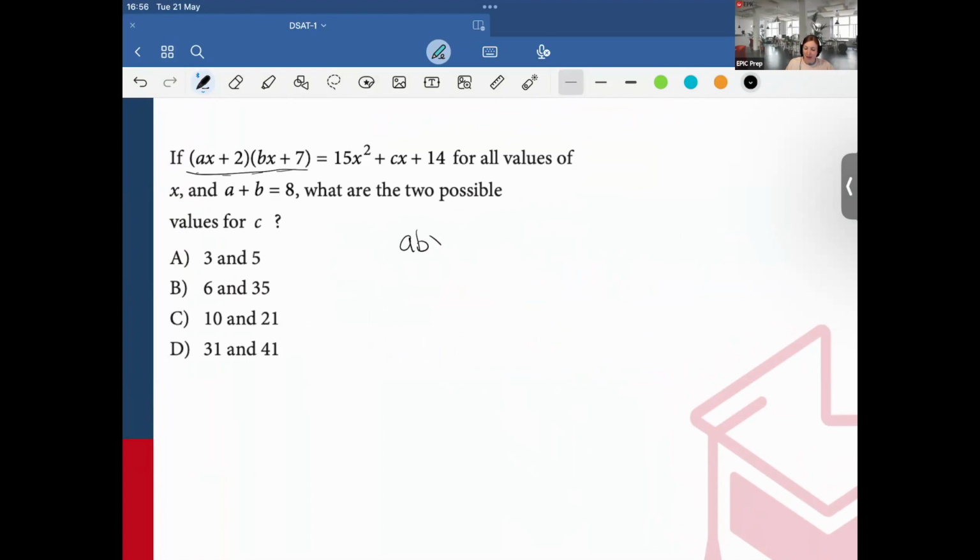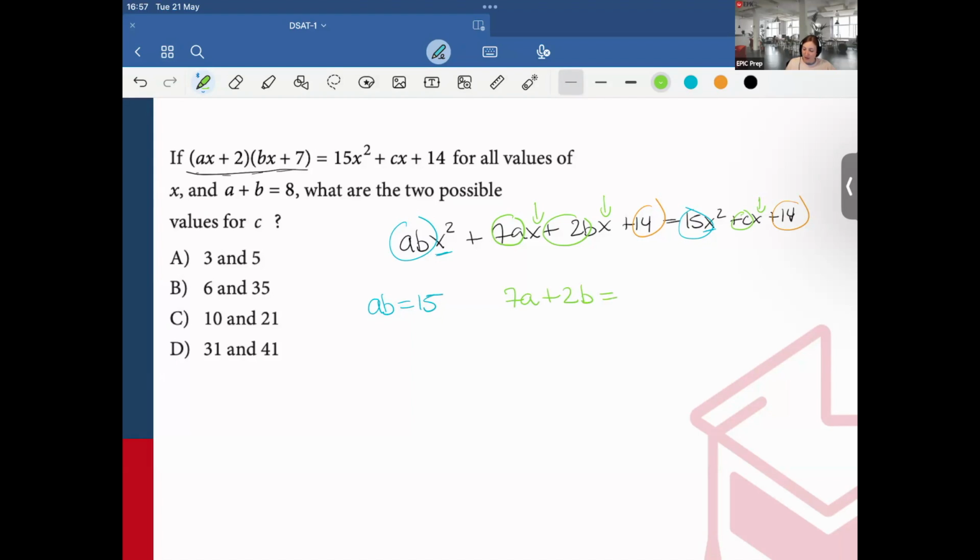So here I have abx squared plus 7ax plus 2bx plus 14, and this is all equal to 15x squared plus cx plus 14. Just like we've been seeing, I can see these each have x squared in front. I know ab is going to be equal to 15. I can see 14 is equal to 14, nothing to do there. And these each have the x in front. So this value here, 7a plus 2b, is still going to be equal to c. 7a plus 2b is equal to c.